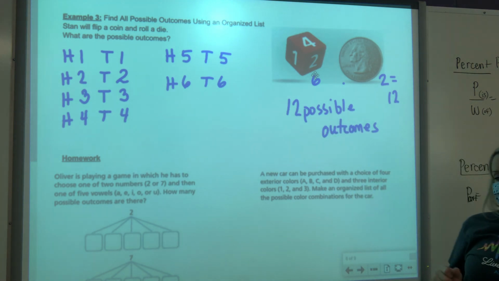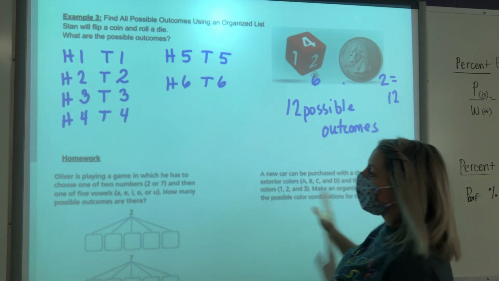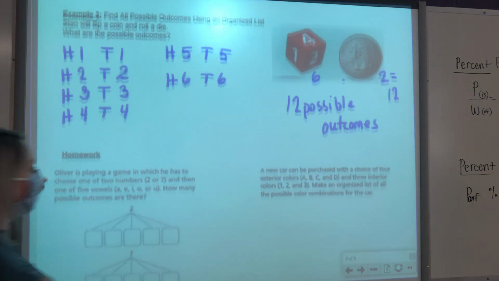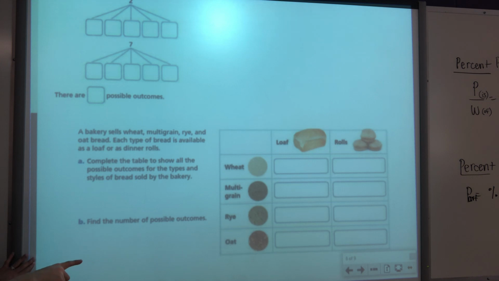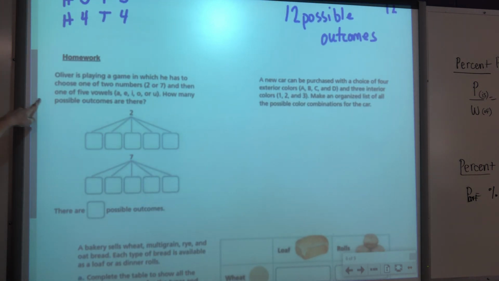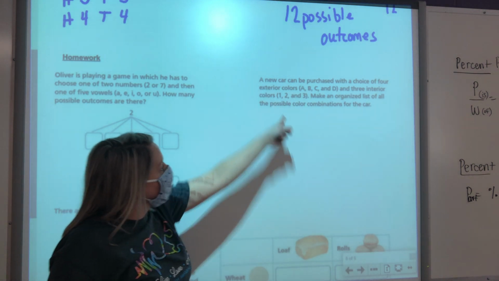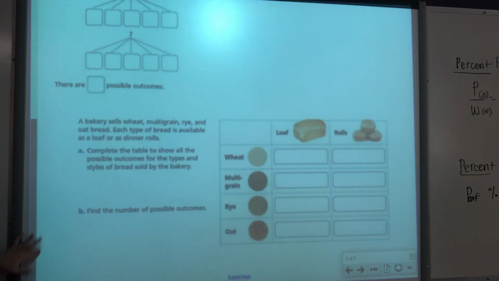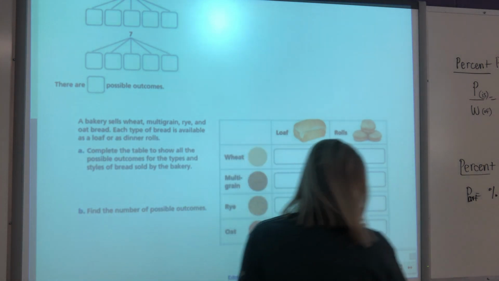Okay, so I want you to go ahead and put your pencils down. Before we talk about that, your homework are these 3 problems. Okay, so this Oliver playing a game, someone wanted to purchase a new car, and then this bakery problem. 3 problems for homework tonight, okay? And those are on the back of your worksheet. We're going to take a detour.